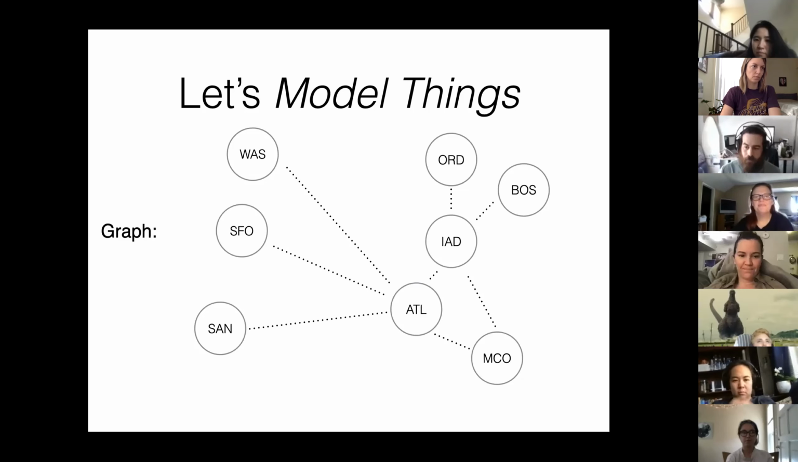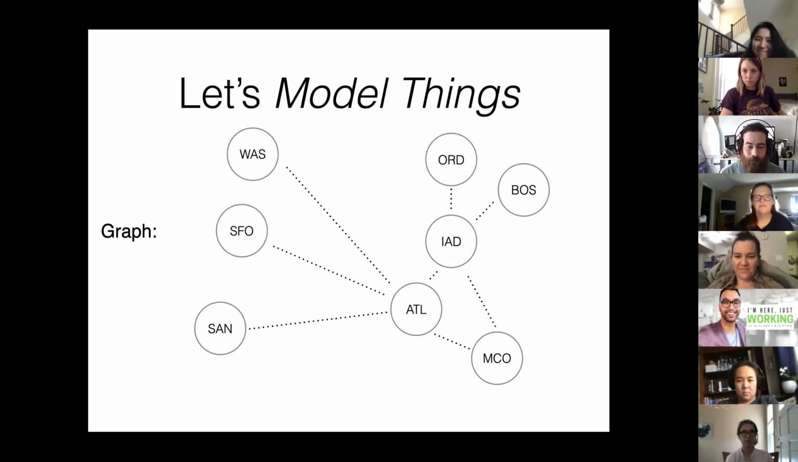Airports. Yeah, it's airports. This is airports and flights between them. And you didn't have to know anything from an algorithms class to know that. So this structure that I've put in front of you is a type of model called a graph. And right now it's modeling the flight network.